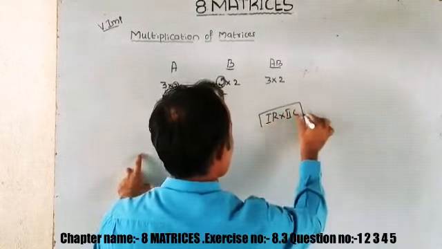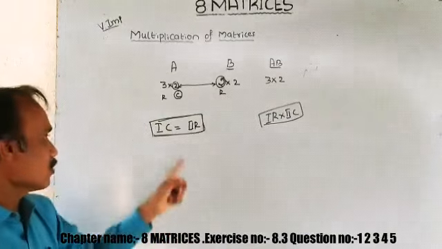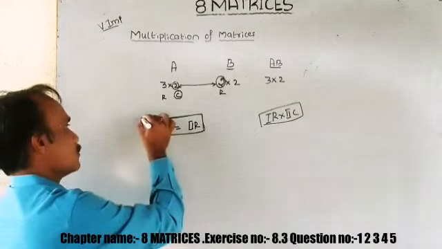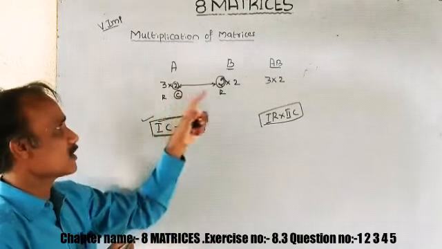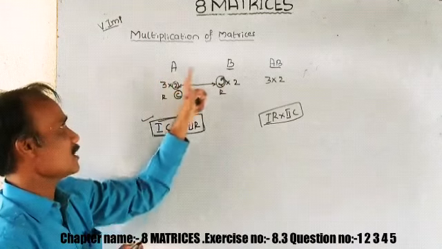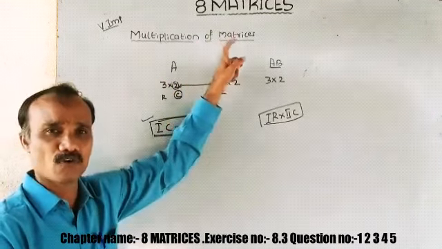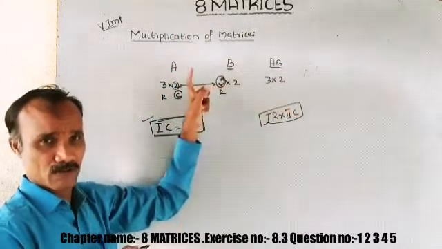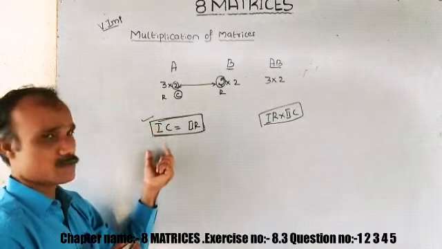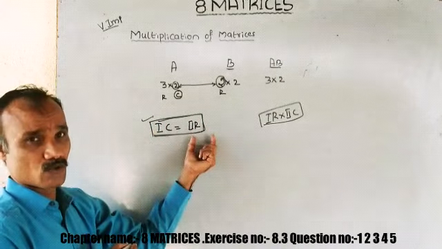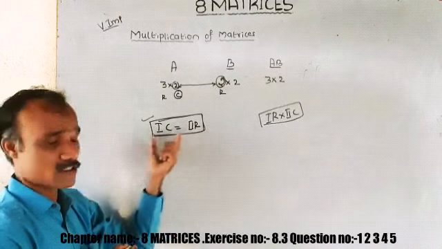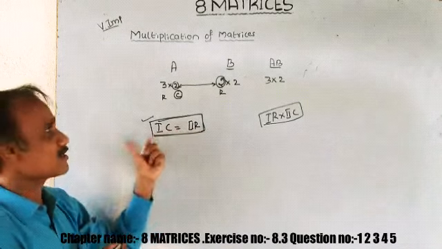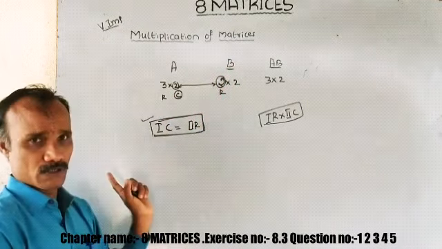Yes, this is very important. What is the rule? Columns of the first matrix are equal to rows of the second matrix. Then we can say that A and B matrices are compatible or conformable for multiplication. Why am I repeating this continuously? Because it is very important. If columns of the first matrix are equal to rows of the second matrix, then the product AB is possible.